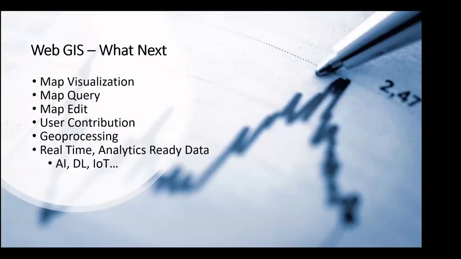So in WebGIS, what is next now? It started with visualization, and then it was map query, and then went into map edit. Then people started contributing, and then online geoprocessing. Now there is cloud computing. Now it is actually real-time analytics-ready data, which is being contributed by AI, ETL, and IoT. So there are a lot of technologies now aiding geospatial technology on the web. So a lot of future in that particular aspect.